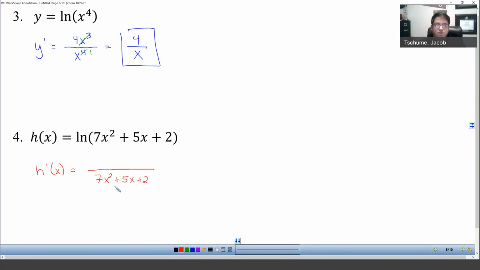Then you're going to take the derivative of that and put it in the top of your fraction. So the derivative of 7x squared is 14x. The derivative of 5x is 5, and then 2 goes to 0. Now this time it's actually a little bit better. If you look at all of those terms up there, there is not anything in common that you can cancel out. So actually, this is as simple as your derivative gets. So that is the derivative to number 4.